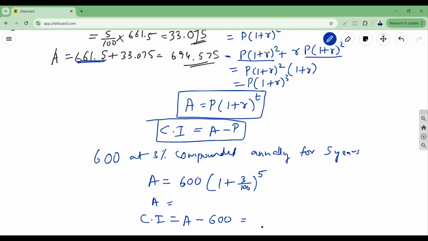And as such, when you compare, compound interest gives more interest compared to simple interest. And it's a little bit more complicated than simple interest, right? Okay, we will talk about more applications of compound interest in the coming videos.